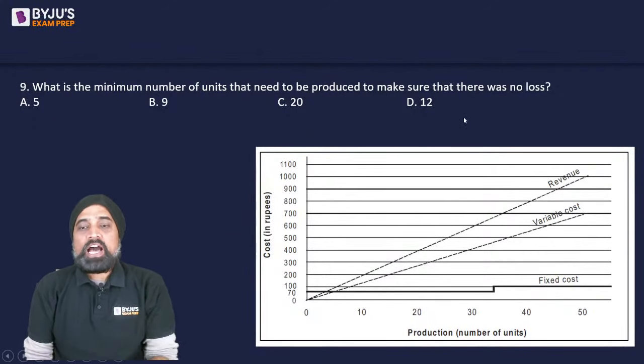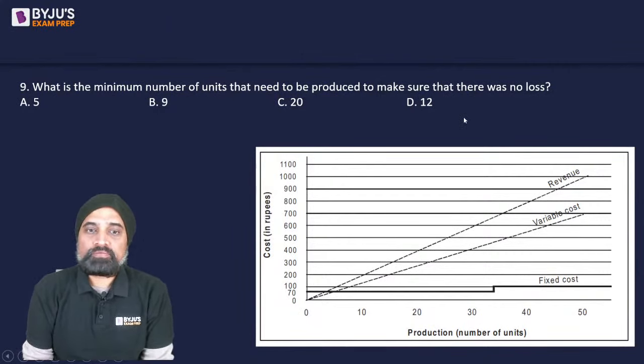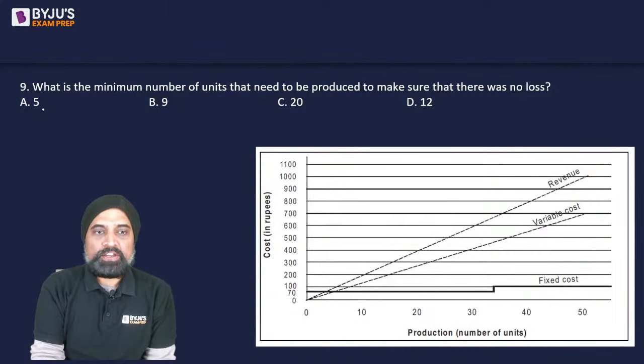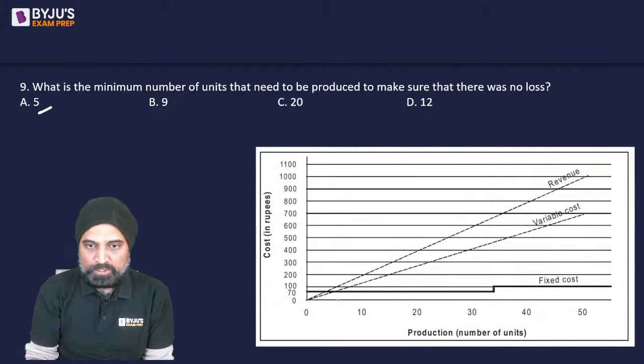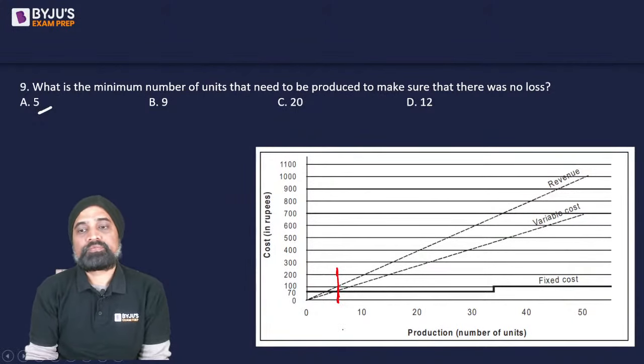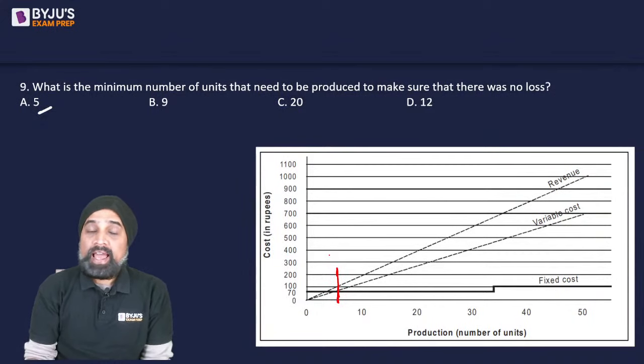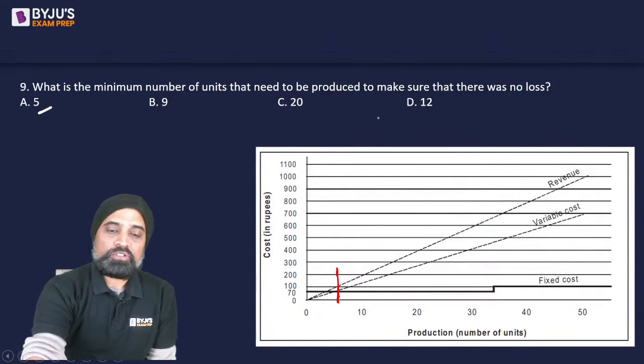Okay. How about this? We use options. Suppose 5 units are being produced. If 5 units are being produced, so 5 is going to be somewhere over here. We will draw this. Right? And then if there is no loss, think about this scenario.